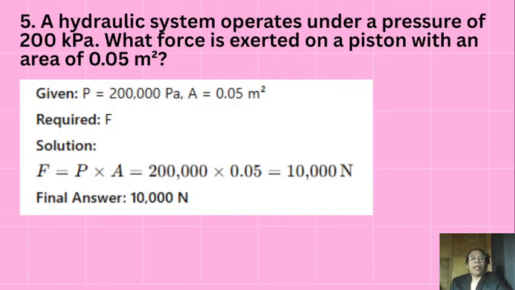And number 5, a hydraulic system operates under a pressure of 200 kilopascals. What force is exerted on a piston with an area of 0.05 meters squared? Given the pressure is 200,000 pascals, so we converted 200 kilopascals to pascals. The given area is 0.05 meters squared. We are asked to get the F. The formula for F is equal to P times A. Substitute the given data. The answer is 10,000 Newton.